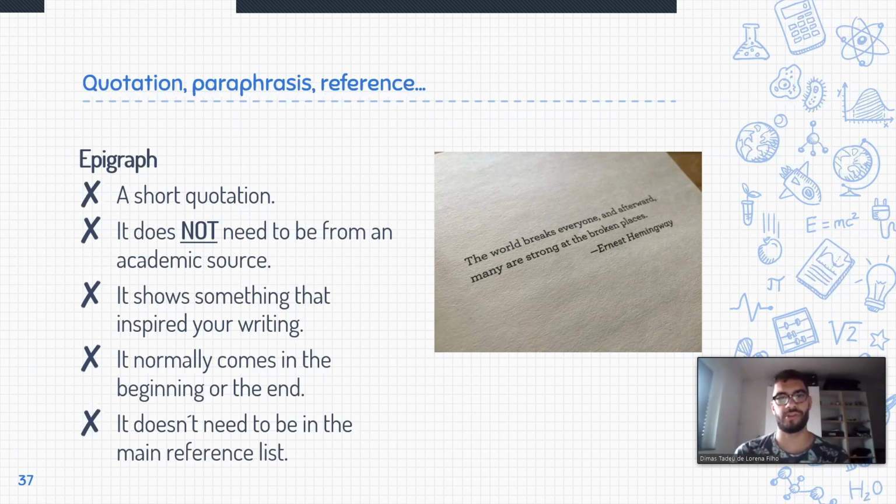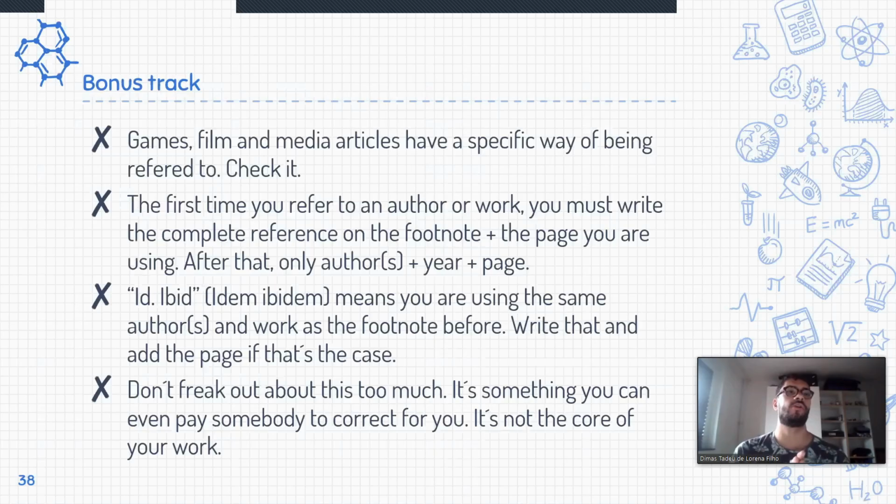Then there's a bonus track here, and this is where I'm going to talk about the stuff that I thought I had forgotten. So games, film, and media articles have a specific way of being referred to. It's simpler than what we said before about authors, but in CGL they have a specific way. So check it. It's normally the title, the director and the year for film. For games, it's the title, the originator, so normally the publisher or the designers, and the year. So there's a rule for that, but just check it. It's simple, and we might have to use it many times.